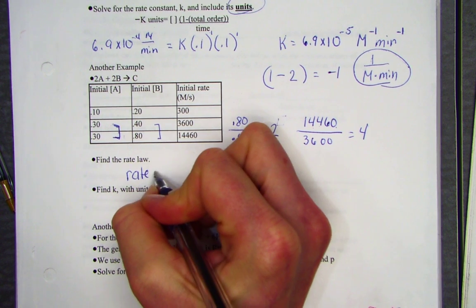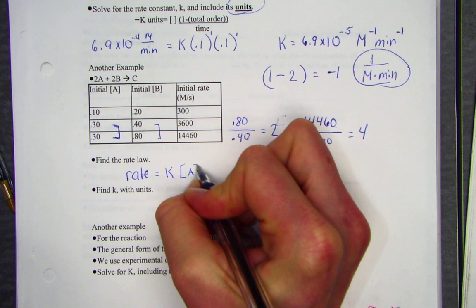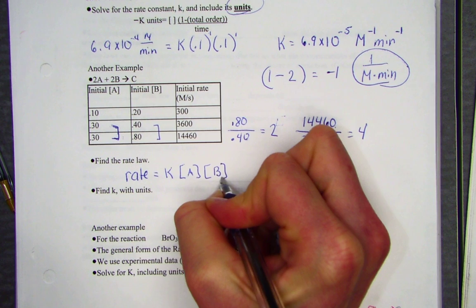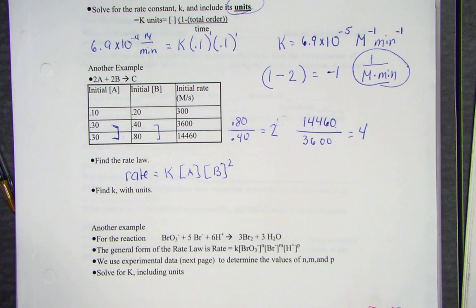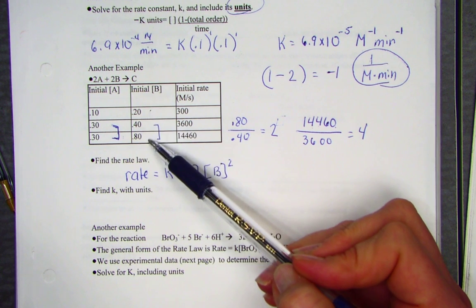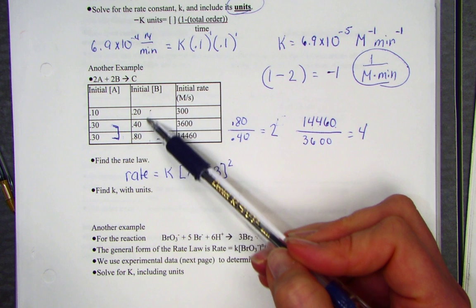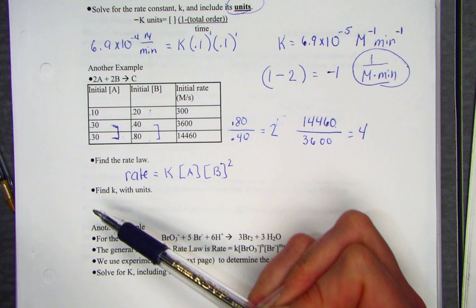So here's what we know so far. Rate is equal to K times the concentration of A, yet to be determined, times the concentration of B, we just determined to be a second order overall. We don't know yet the concentration of A's influence. Interestingly enough, concentration B is never held constant. So we'll have to consider that when we look at how A is influencing.